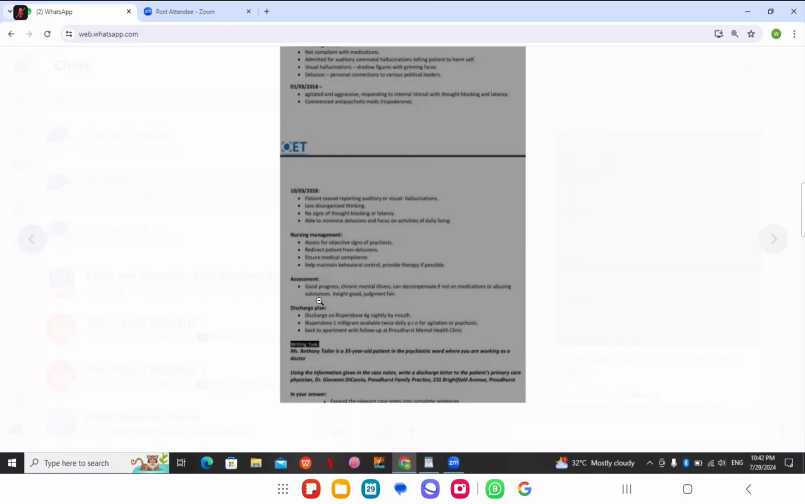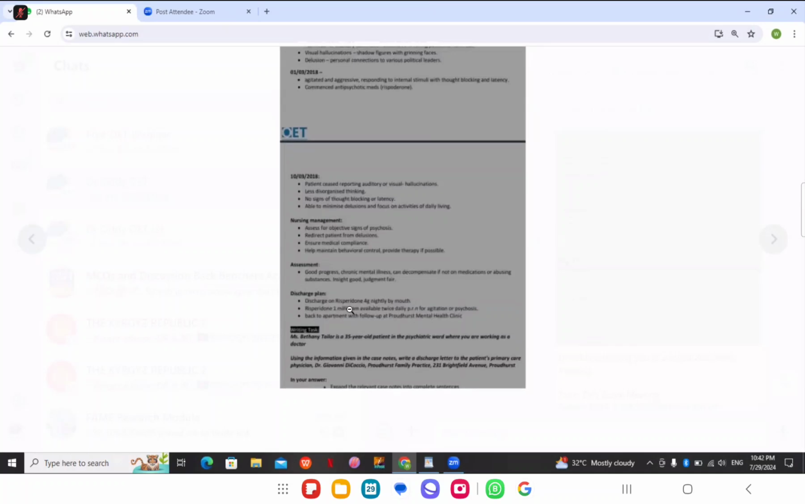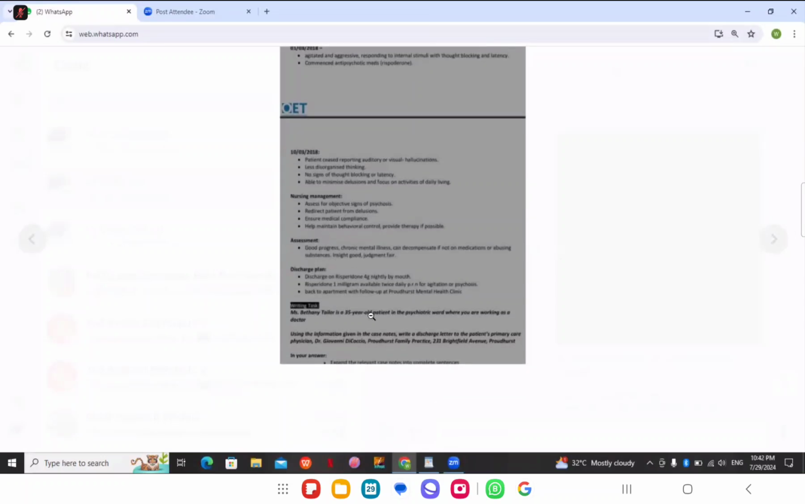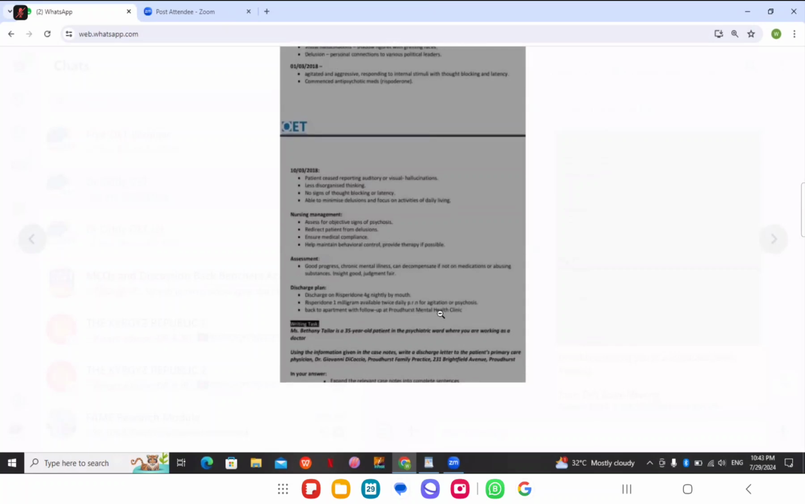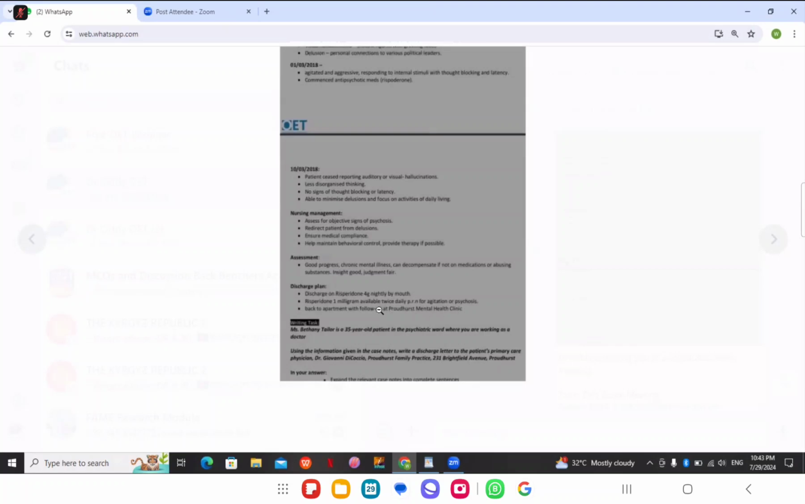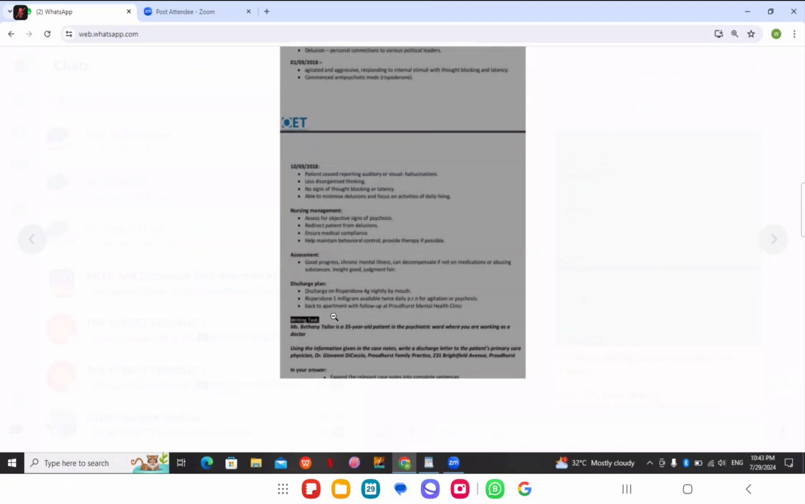And now I am going to write a discharge plan. For my discharge plan, the medication includes risperidone 4 milligrams nightly by mouth, and risperidone 1 milligram will be available twice daily if needed. PRN means if needed for agitation or psychosis. And back to apartment with follow-up at Proudhurst Mental Health Clinic. There is no need to write this particular line in the discharge because I have a starting point.